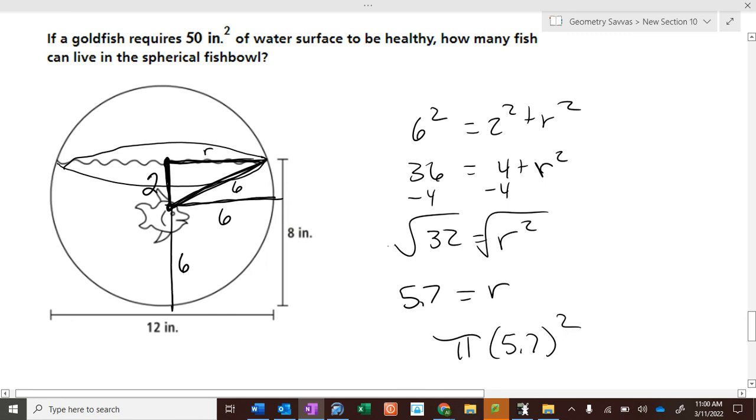Well, if you take the square root of 32 and square it, it's 32. So basically we're taking 32 times pi. What's 32 times pi? 100.5. Now, if a goldfish needs 50 square inches of water, how many goldfish can I put in this goldfish bowl? 2. So they can be happy goldfish. They can be swimming around with each other.